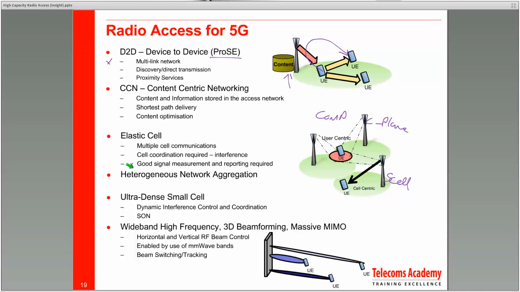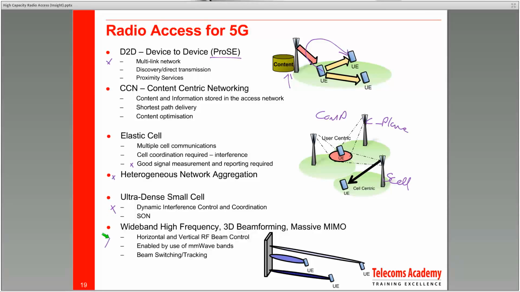Of course, we need highly accurate measurement, real-time reporting of information between the base stations, and from the mobile to the base stations as well. So it's not an easy thing to do necessarily. This may be combined with things like carrier aggregation and heterogeneous network aggregation, using multiple layers within the network to serve the user at the same time. We talked about high density small cell. We just take it a step further within 5G.